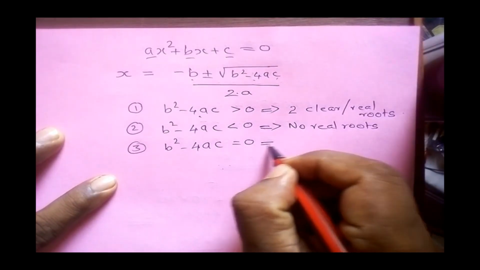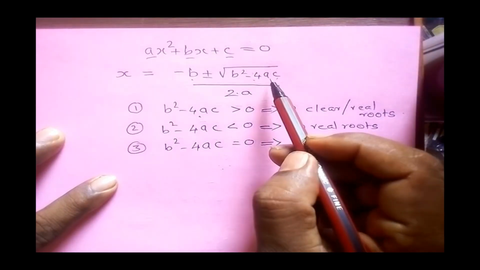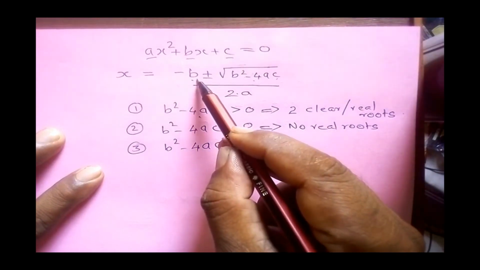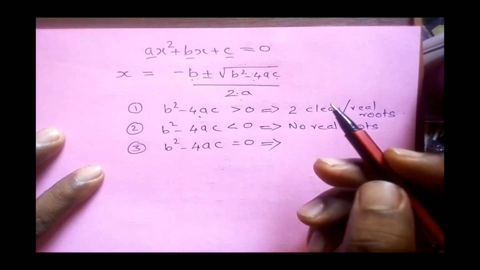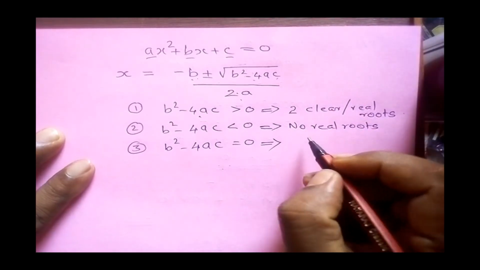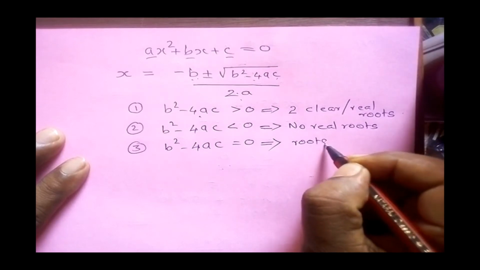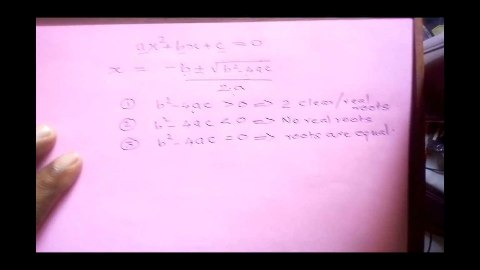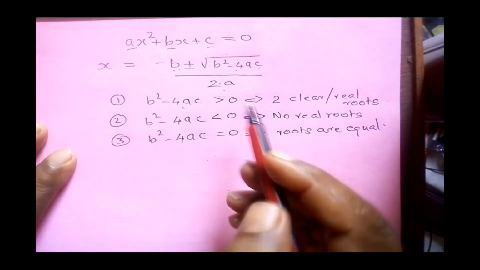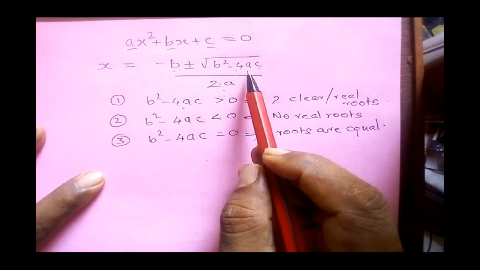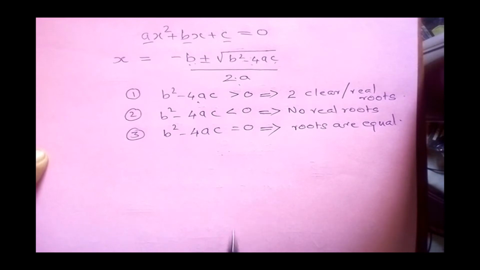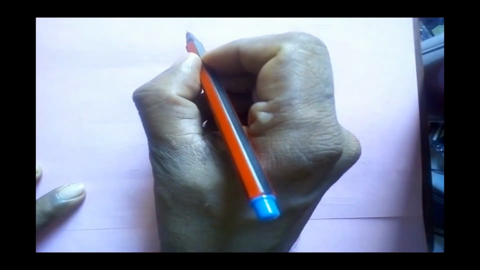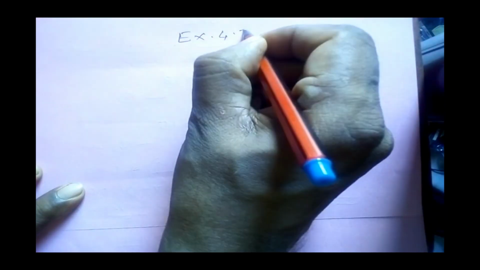Now the third case, when b square minus 4ac equal to 0, what is happening? This entire term is going to become 0, so that we are left with minus b by 2a and minus b by 2a only. That means only one value. That means roots are equal. So these are the three scenarios when b square minus 4ac behaves differently. We will try to make use of these results in exercise 4. So with this knowledge we are going to exercise 4.3.